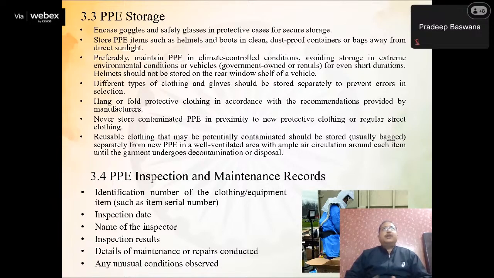If it is okay, we can use it, and if it is not okay, try to discard or decontaminate, whatever the procedure is. Details of maintenance or repair conducted and any unusual conditions observed should be recorded, so that whosoever is going to use it, or the administration that is going to check it, knows the actual condition of any PPE we are going to use. So these are the four basic things we have to focus upon: cleaning, disposal, storage, inspection and maintenance. All should be taken into consideration before using or suggesting anybody go.